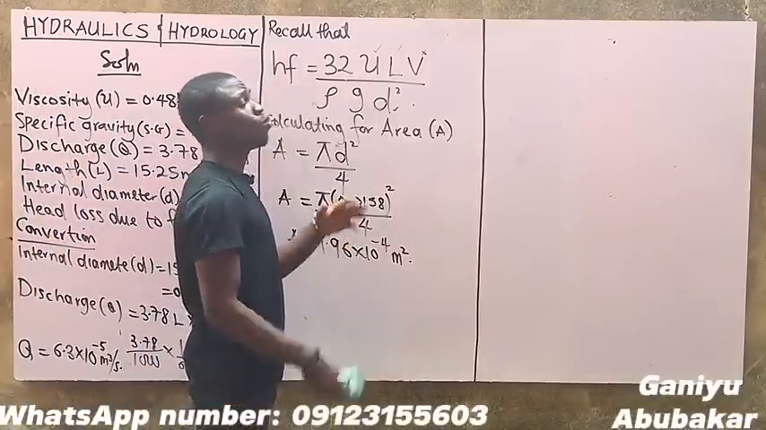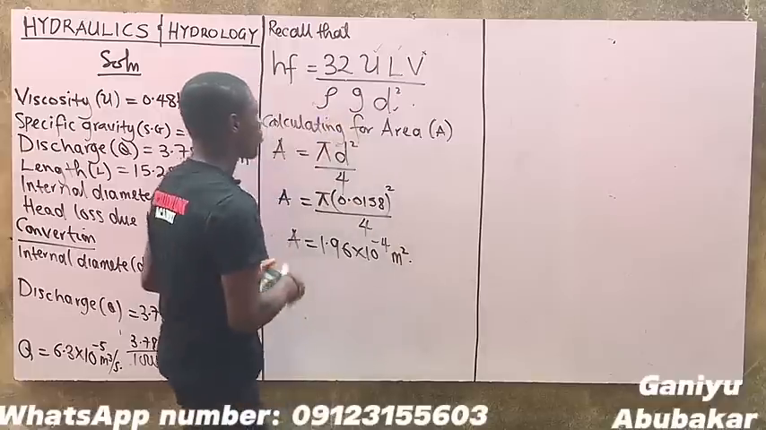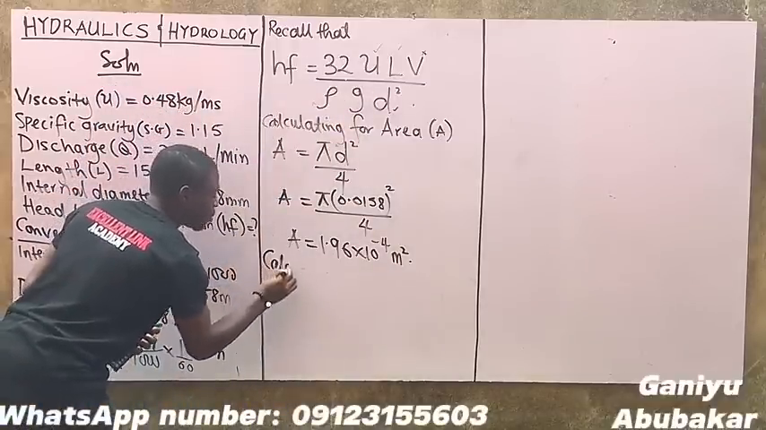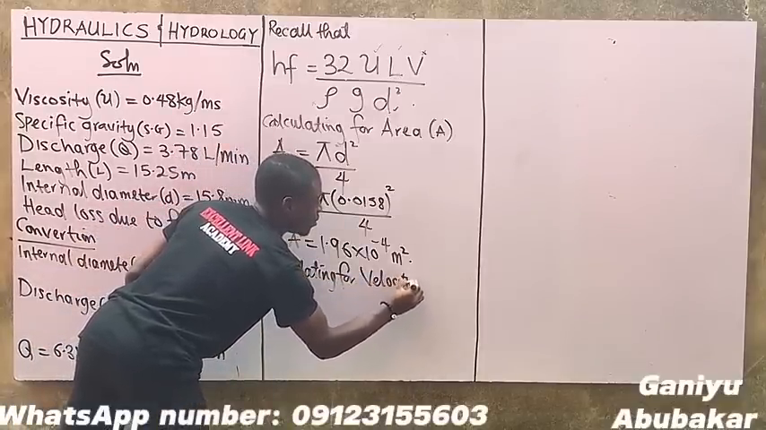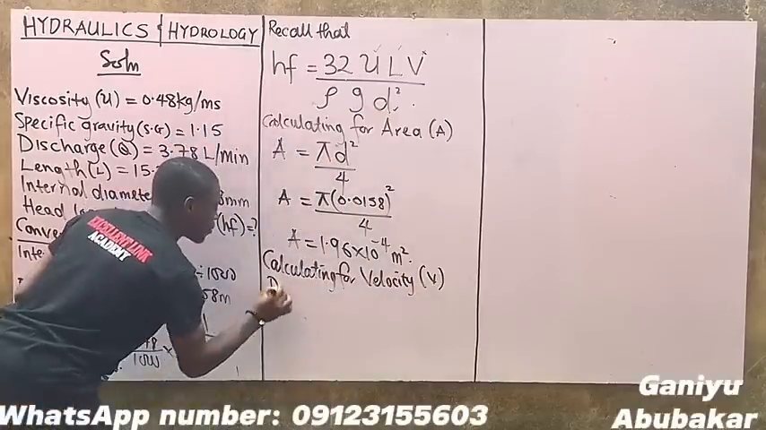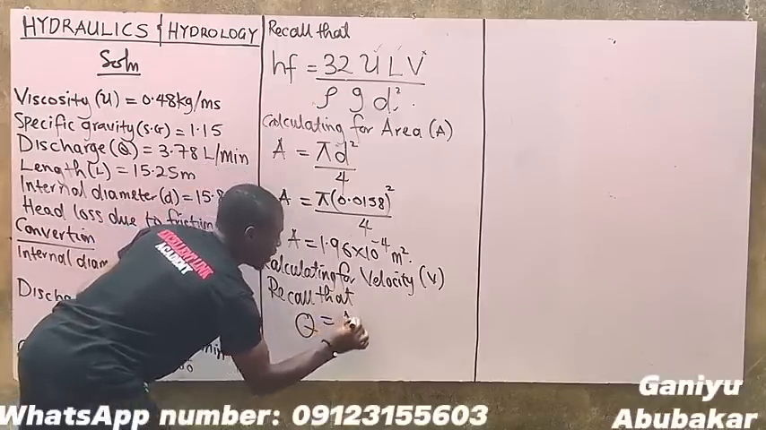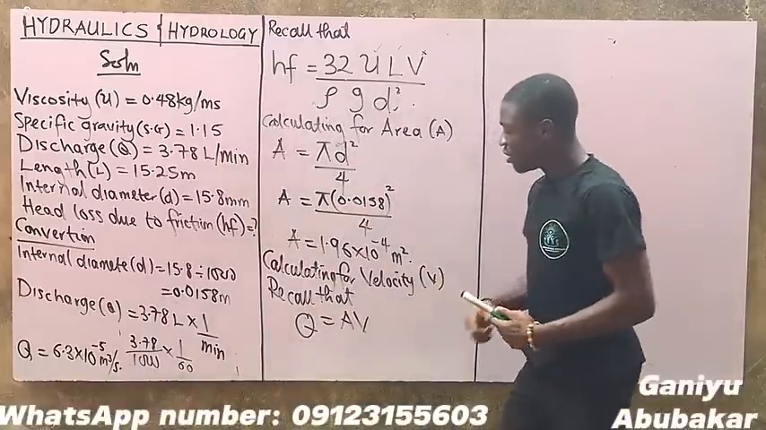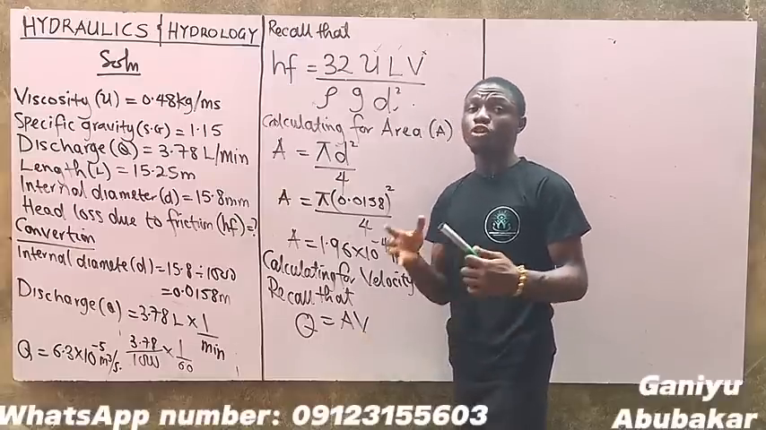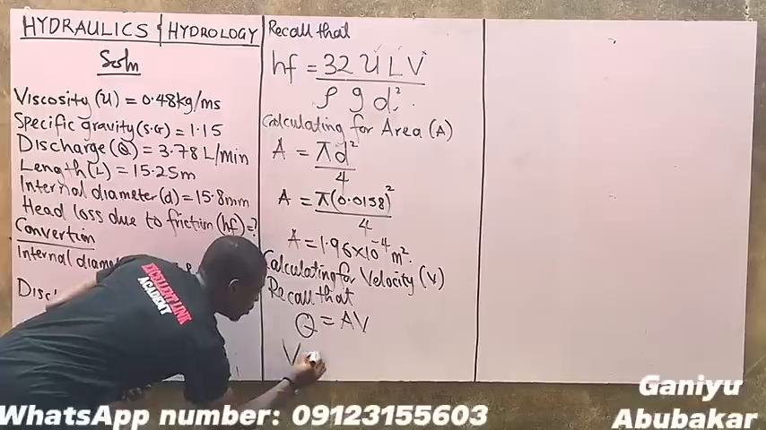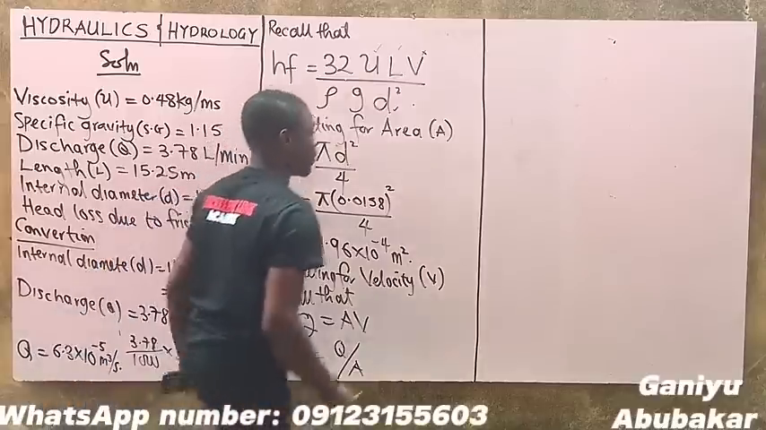So now let's go to the major priority. I need to look for two things: velocity and density, rho. So calculating for velocity now. Let's start with velocity, V. Recall that this discharge Q is equal to area times velocity. At this point, make velocity the subject. It means that velocity V is equal to Q over area.